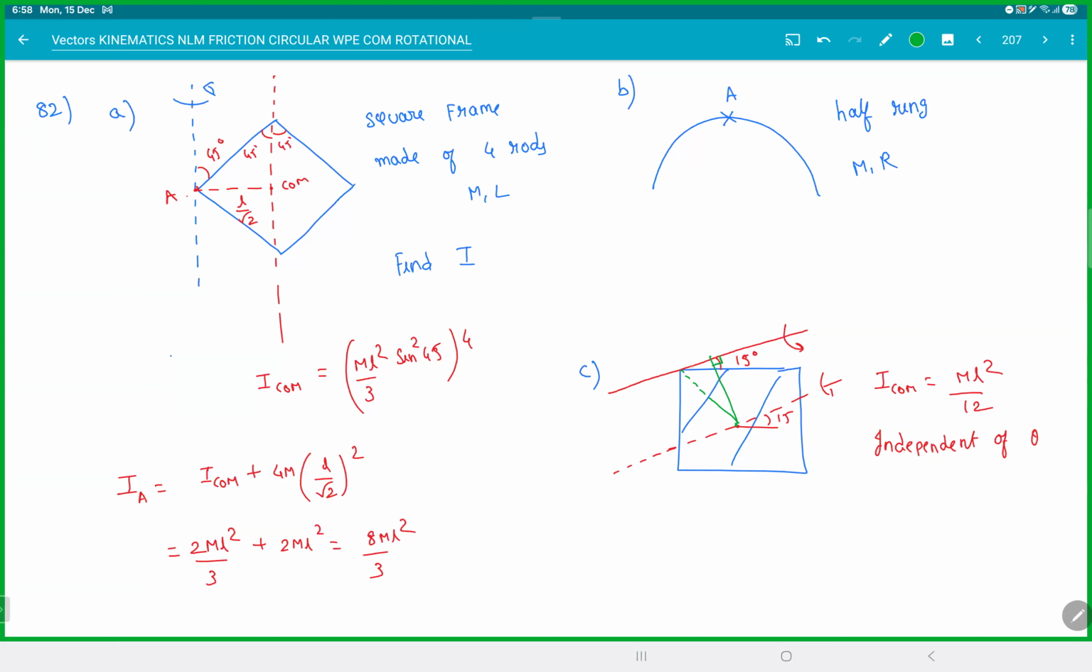If you get this angle, it comes out to be 60 degrees. You should check out the class notes. We have done this. I think I remember the answer, 11 ml square by 24, I guess. Check it out. So the perpendicular distance is not the diagonal, but something else. It's some other distance there.